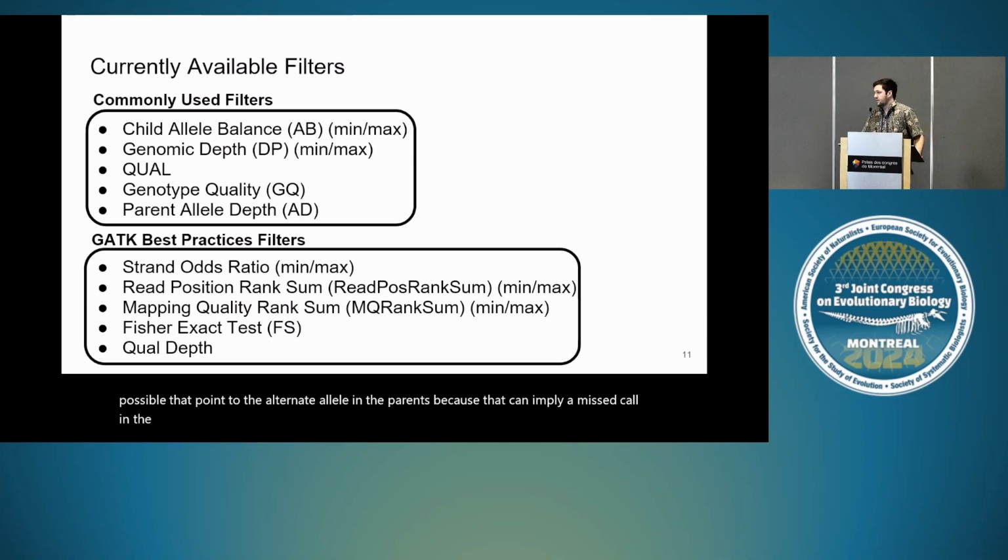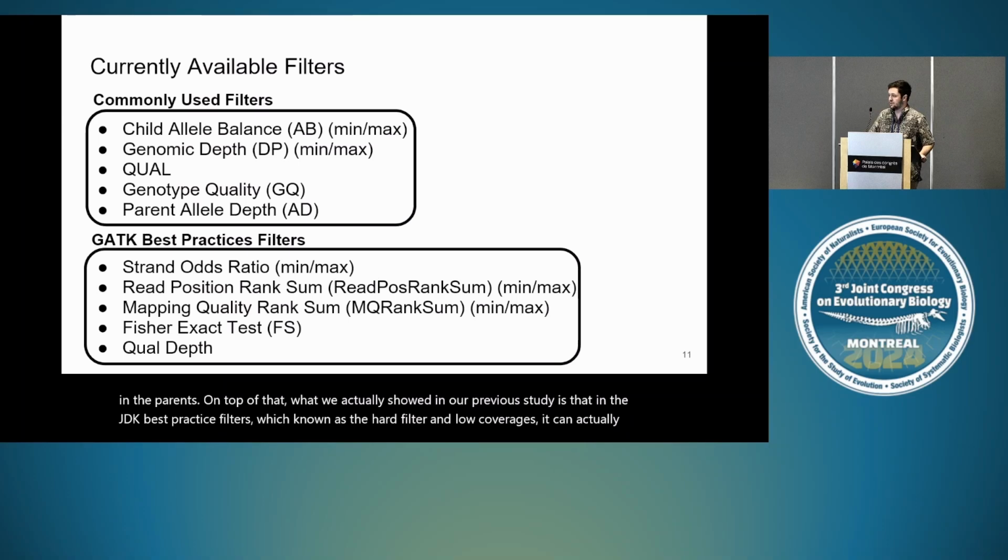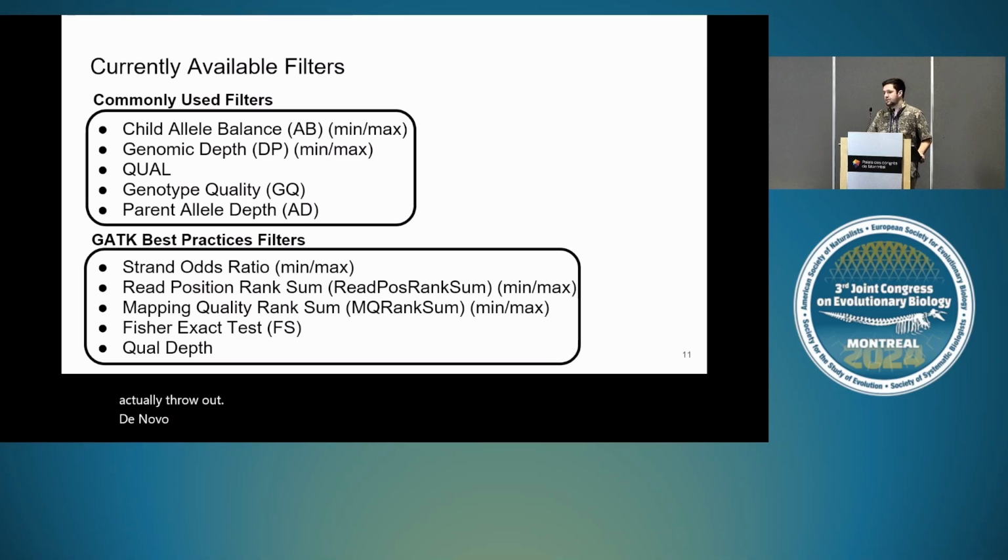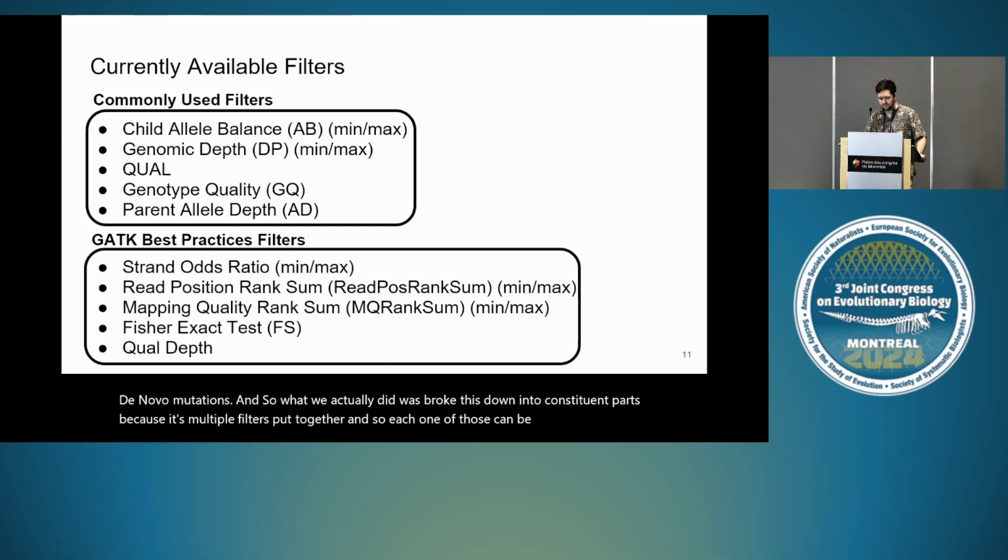On top of that, what we actually showed in our previous study is that the GATK best practice filters, which is known as the hard filter, can actually throw out true de novo mutations in low coverages. And so what we did was break this down into its constituent parts, because it's multiple filters put together, and each one of those can be tested independently as well.